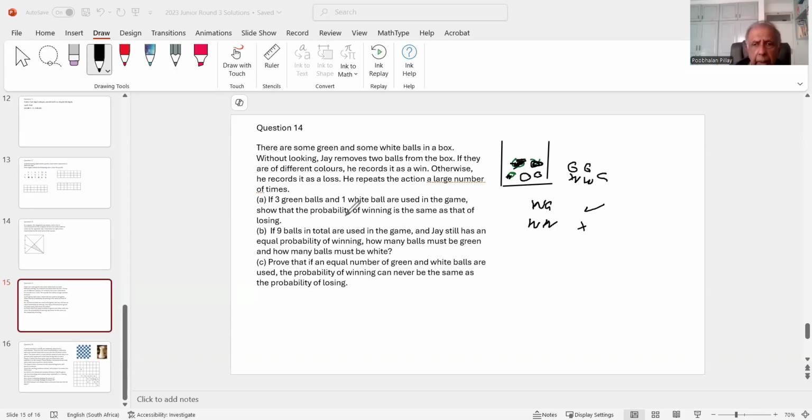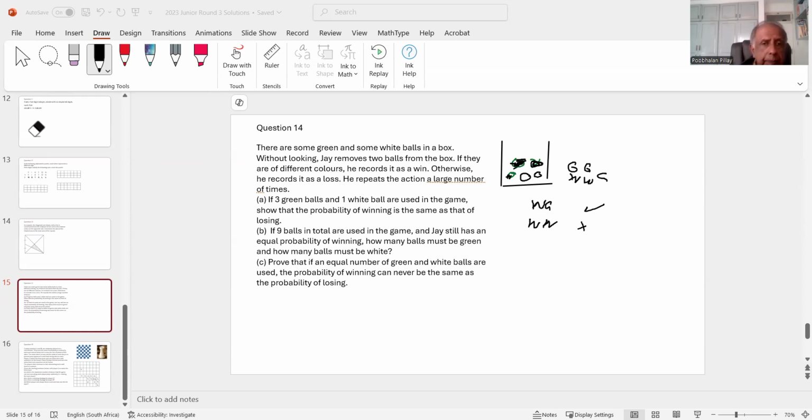Now, the question is, if three green balls and one white ball are used in the game, show that the probability of winning is the same as that of losing. In other words, if you played a large number of times, say 60 times, you'll have approximately 30 which are of opposite colors, white and green, and 30 will be of the same color. In other words, the probability of winning is the same as that of losing. Right? So how do you do that?